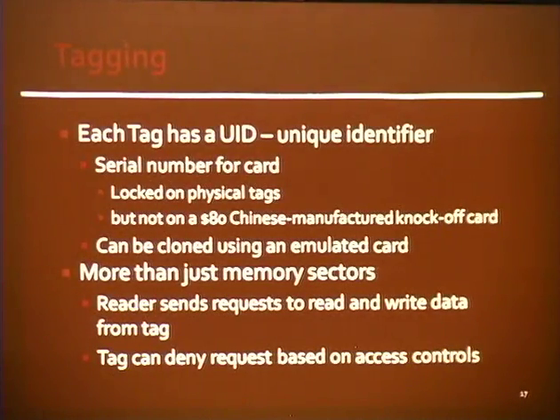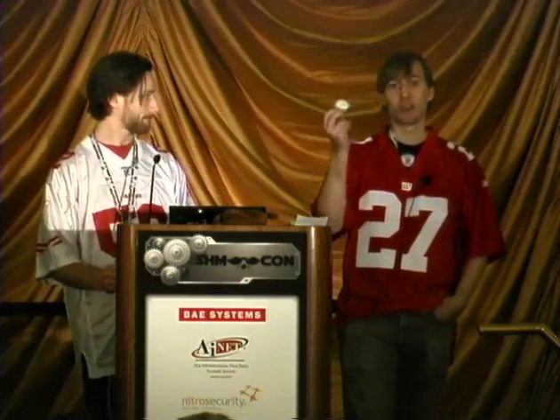Each tag has a unique identifier on it called the UID. It's like a serial number for the card. So it's locked on these physical tags. But Corey picked up an $80 Chinese manufactured card where you can actually rewrite this UID. So using the UID as a safeguard is decent, but just keep in mind that it can be emulated, or using this knockoff card, someone can take your UID. Yeah, the price for these tags is usually between $1 and $2 or so. So $80 per tag is a considerable hike.